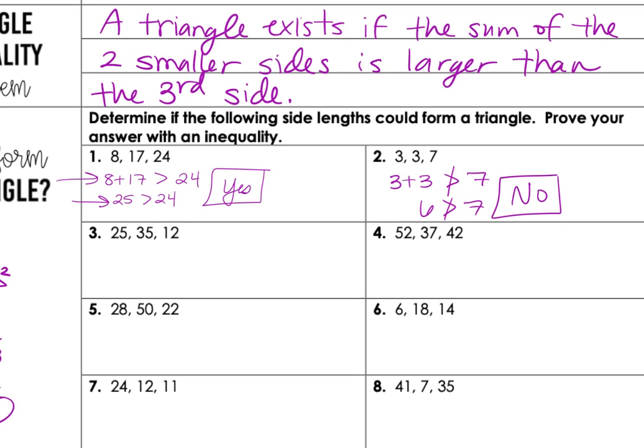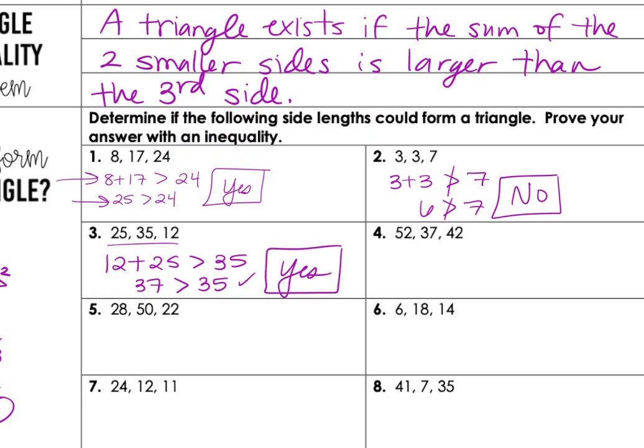So can you make a triangle with sides of 25, 35, and 12? Why? Which two sides do you need to add together? 12 and 25, the two smallest. 12 plus 25 has to be greater than 35. So 37 is greater than 35. That checks out. So yes, you can make a triangle. Does that make sense? Very logical, right?